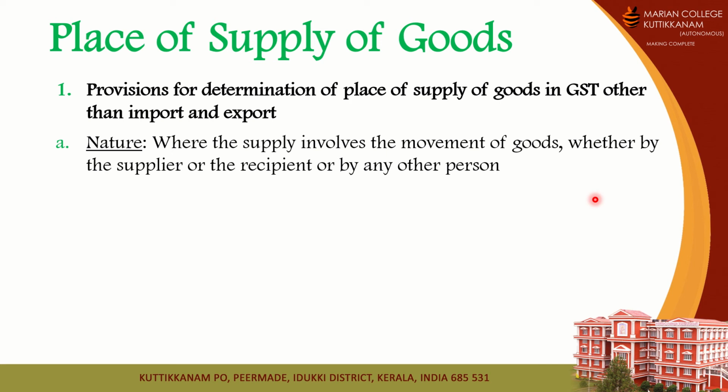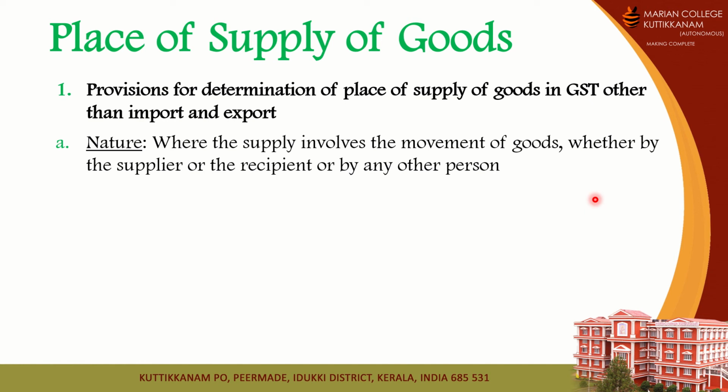The first situation is where the supply involves the movement of goods, whether by the supplier or the recipient or by any other person. Understand that there is a supply. Supply can be anything, like a sale or a lease, which we already discussed in previous classes. So there is a supply here, and this particular supply involves the movement of goods. The movement is done either by the supplier or the recipient or any other person. Remember that in simple terms, supplier here refers to the seller and recipient here refers to the buyer.